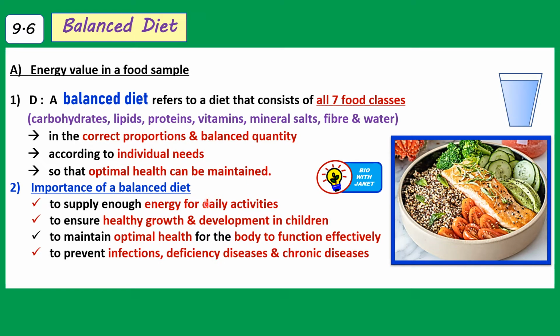Right. So the importance of a balanced diet is to supply enough energy for daily activities. Okay, so a balanced diet doesn't only supply the classes of food to prevent diseases, but it's also to supply energy for daily activities such as moving around, walking, playing sports, working, or studying. To ensure healthy growth and development in children, right? So children need a balanced diet in order to grow healthily and to develop at a normal and healthy pace.